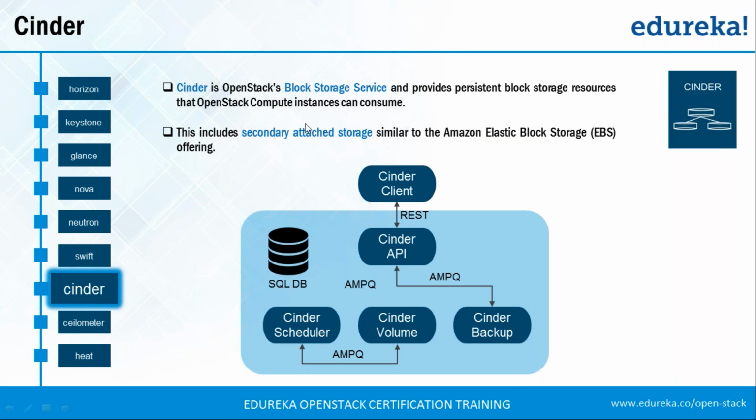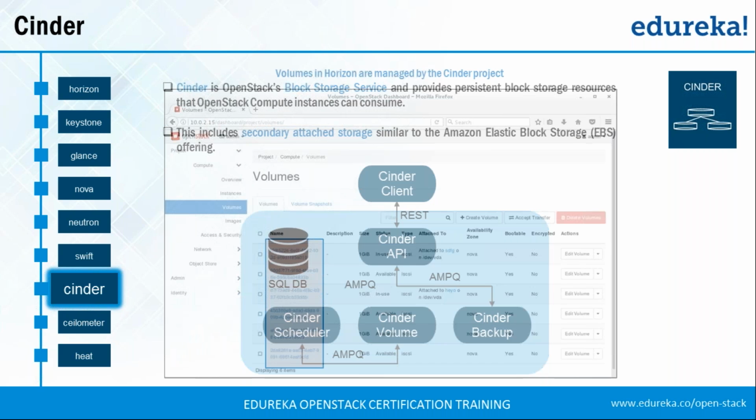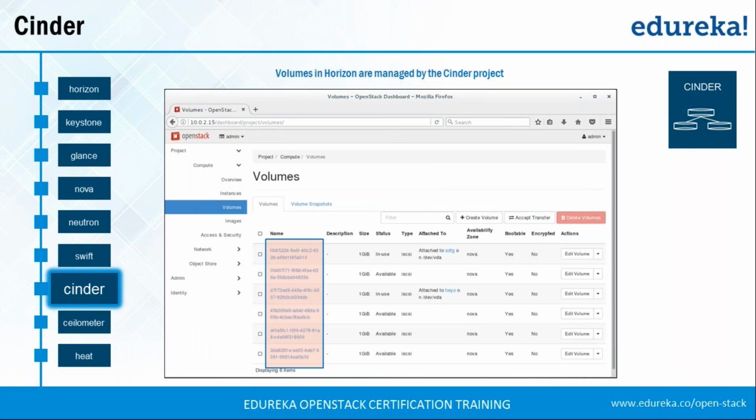So this includes secondary attached storage similar to EBS, of course. So we can attach multiple volumes to a single Nova instance and keep, say, the data disk separate from the operating system disk. Okay, so the Cinder service, again, the name is a collective name for different helper services that run and provide us this capability. Moving on, so there's a screenshot of the volume list. We can create volumes and attach them to the Nova instances.